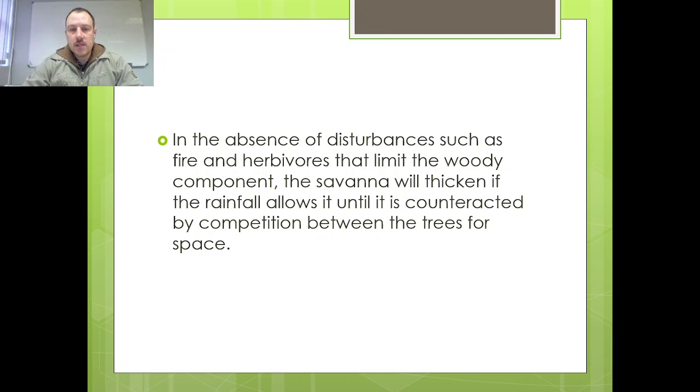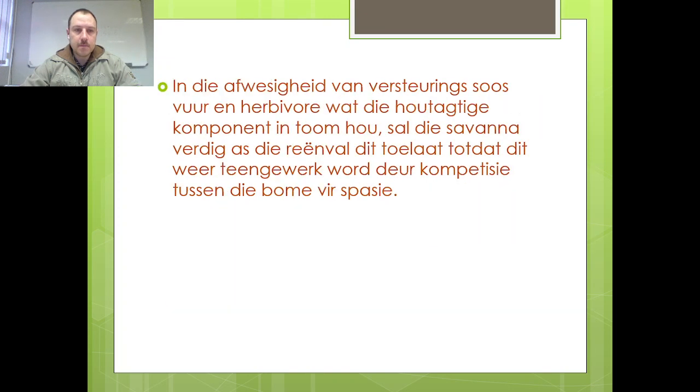In the absence of disturbances such as fire and herbivores that limit the woody component, the savanna will thicken if the rainfall allows it, until it is counteracted by competition between the trees for space. Obviously, once the trees grow to such an extent or densify to such an extent within an area, they would then not necessarily compete with the grassy layer anymore, but they actually do compete with one another. And that is why you've got these thickets, these encroached thickets, almost forest-type habitats forming, which has now got a defined subcanopy and a canopy and basal layers of growth, basically.